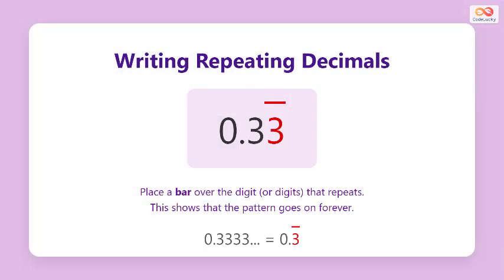Instead of writing 3s forever, mathematicians use a special symbol called bar notation. We simply write the repeating digit, in this case, 3, and place a small bar line directly over it. This bar tells everyone that this specific digit repeats forever.